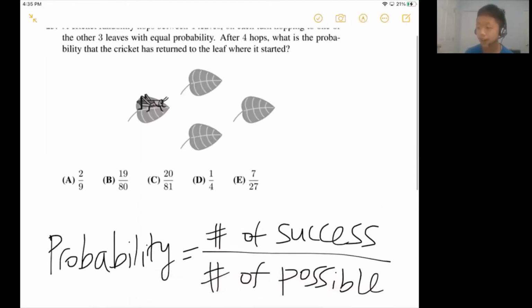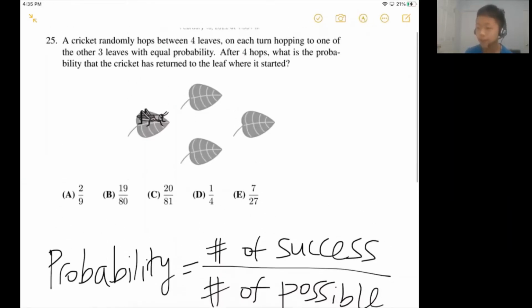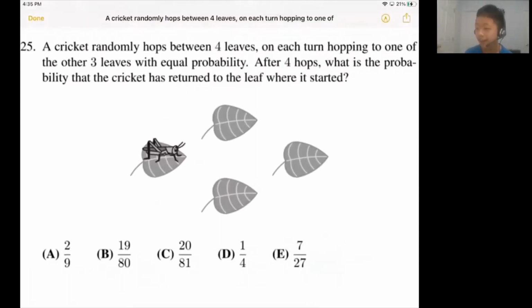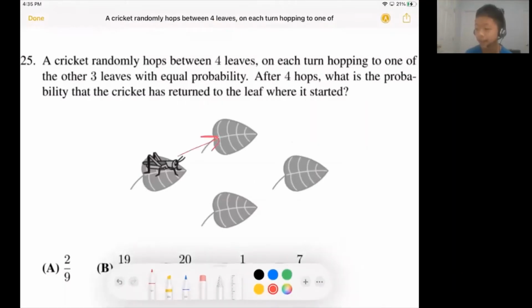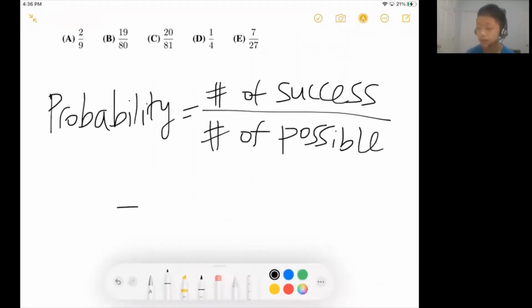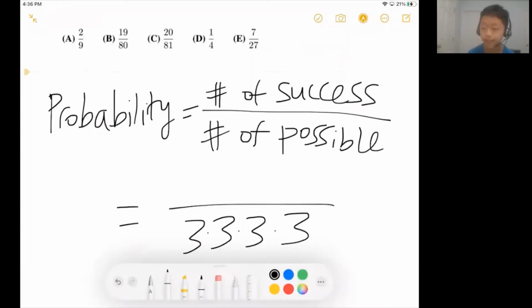So first, let's calculate the number of possible moves. The cricket is going to hop, on each turn, to one of the 3 leaves. Right now the cricket's right there, so it can go here, here, or here. The cricket always has 3 possible options. Since the cricket is going to hop 4 times, and on each hop it has 3 possible leaves it can go to, the total number of possible moves is 3 times 3 times 3 times 3. So that's 81. So it has 81 possible moves.